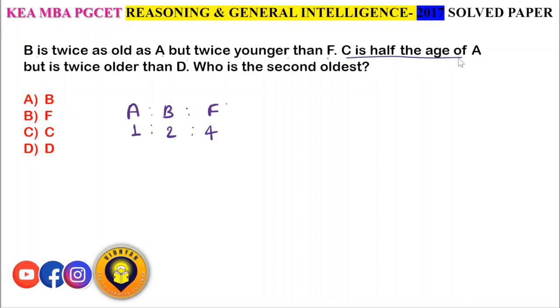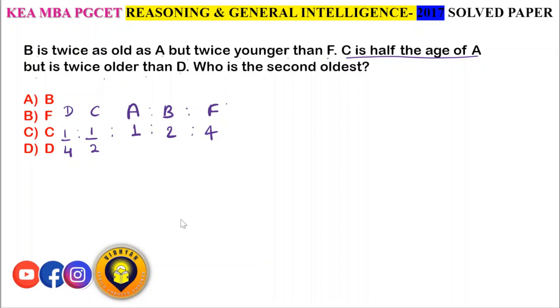C is half the age of A. That means 1 by 2. Okay. But is twice older than D. C is half the age of A but is twice older than D. Twice older than D means D will be again half of C. D will be half of C. So that is half of 1 by 2 will be again 1 by 4.